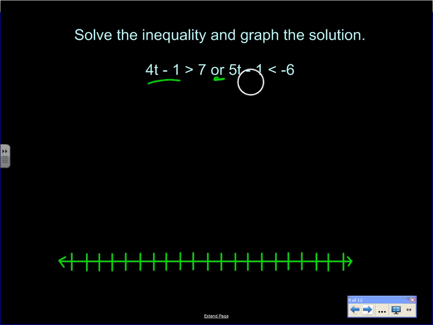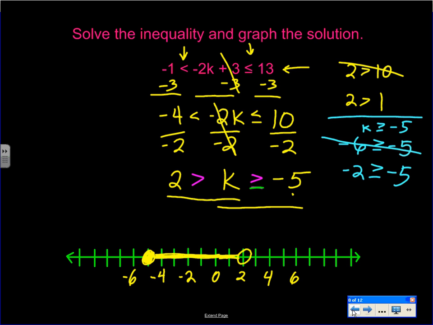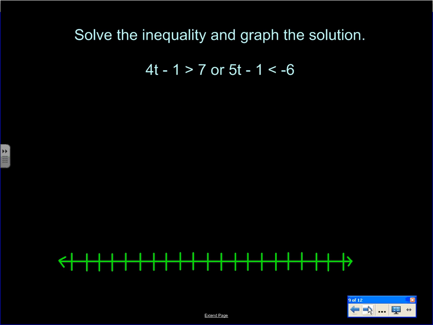In order to solve these compound inequalities, it's the same as an "and." Remember, we have two problems, and we just have to get t by itself. When you have an "or" compound inequality, they will not have the same steps. Like in the "and" compound inequality, we subtracted 3 in both of them, and then we divided by -2 in both of them. But in this one, we won't always have the same steps. Our first step is to add 1, and in this one here, it's still to add 1. But our next step isn't going to be the same.